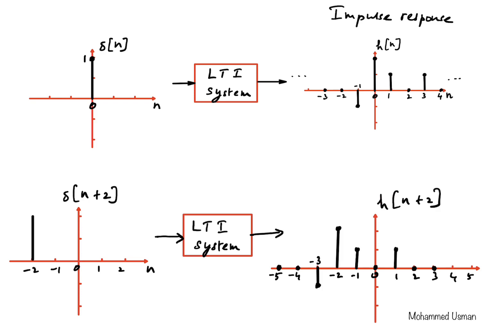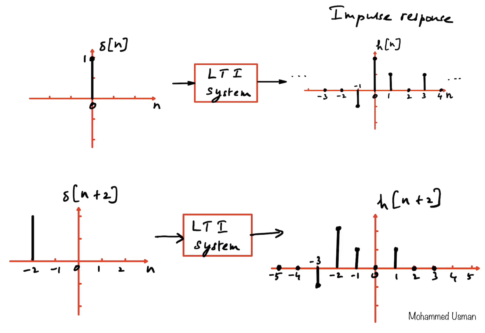So what we see here is that when the input is shifted by a certain amount to the left, the output h of n is also shifted to the left by the same amount. Delta of n plus 2 produces h of n plus 2, and that is the property of time invariance. Any shift in the input produces a corresponding shift in the output as well. Now this is the whole idea behind convolution.